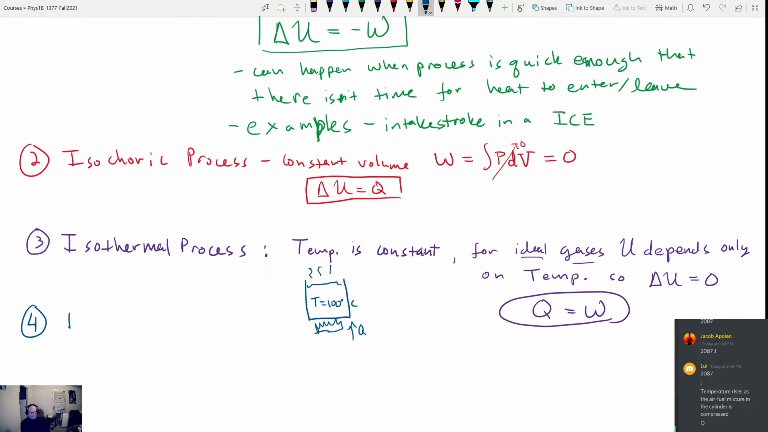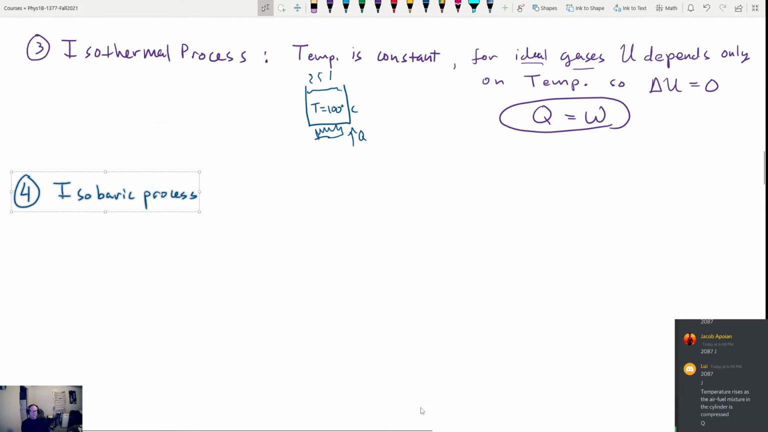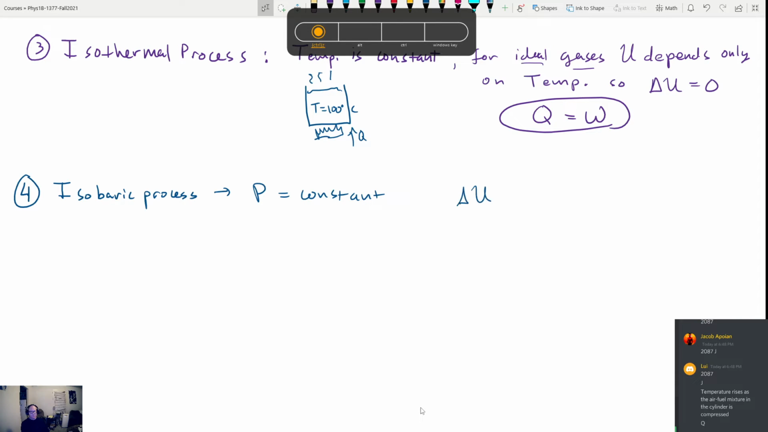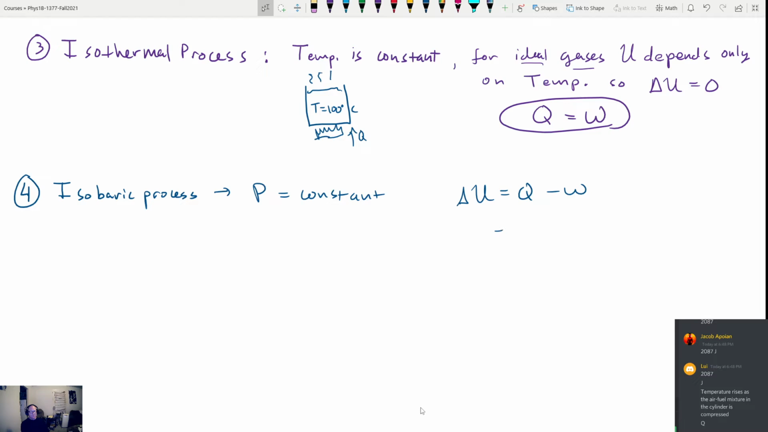Okay, finally is the isobaric process. In an isobaric process, this is one in which the pressure is constant. So for this one, delta U is equal to Q minus W. Now, since for pressure being constant, we can just replace the work done with pressure times the change in volume. And that's going to be what we have for this one. I think that's all there is. Yep. There we go. So we've got these different types of processes.